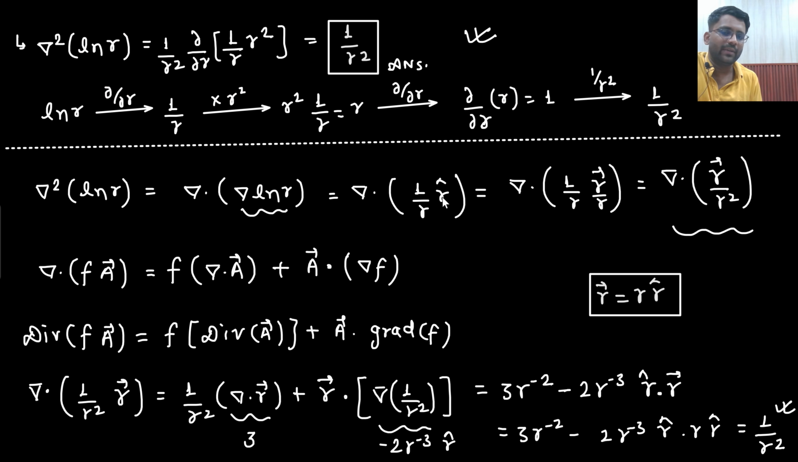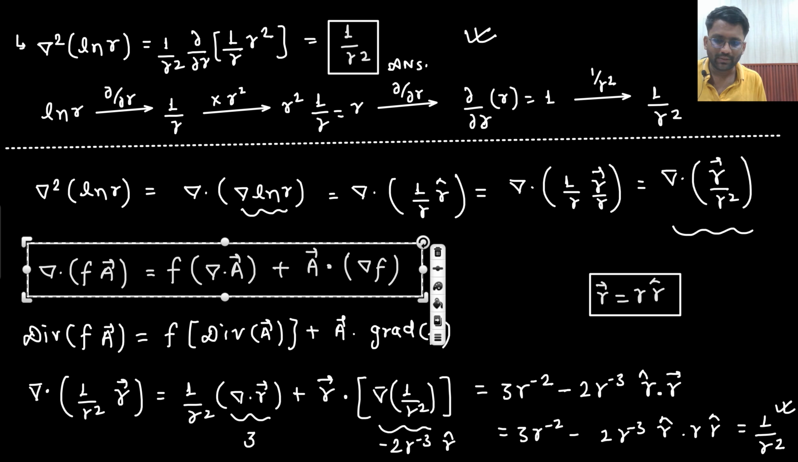Del ln r we calculate 1 by r cap. This could be written in this way. Now after that, I use this identity. We are going to learn this further as well, but this is the identity that we are using here. What is that, sir? f a vector, that means it is a scalar multiplied with the vector.